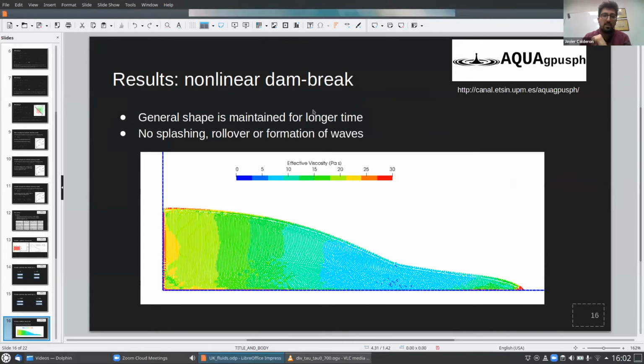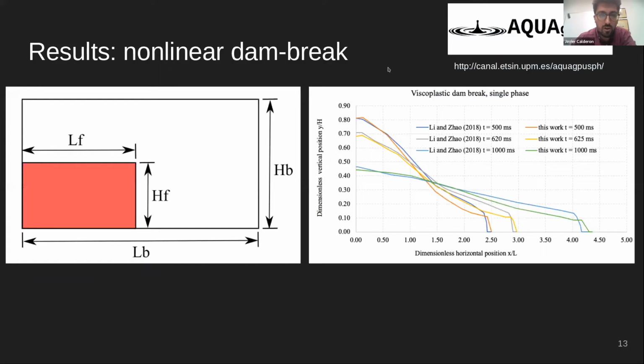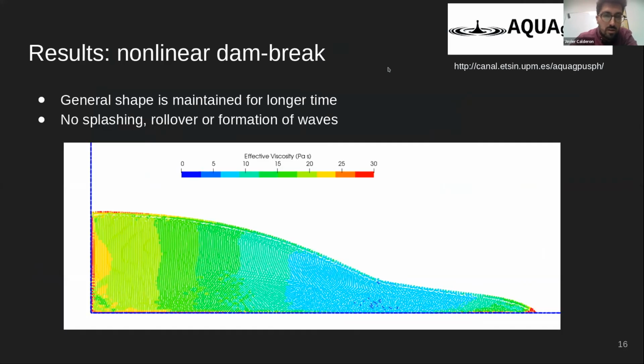So once we had good results for our nonlinear dam break model, the main outcome that we can extract is that, in general, the general shape maintains for longer time, and that we lose the splashing, the rollover, and the formation of waves that we had, for example, for the water dam break.